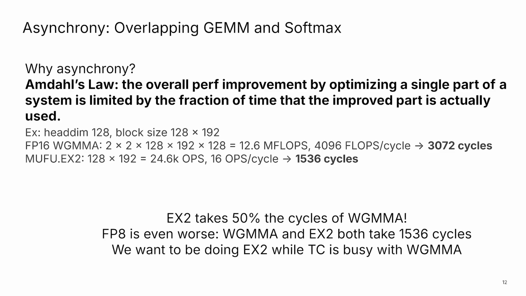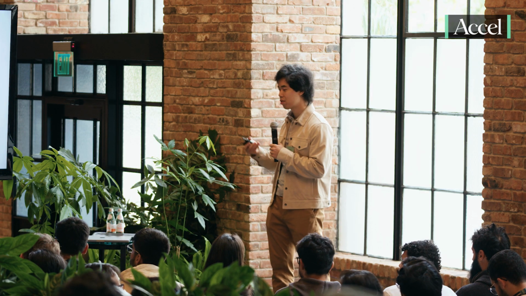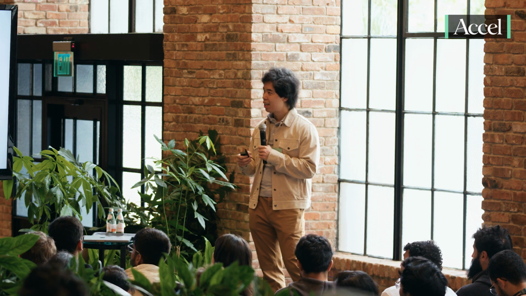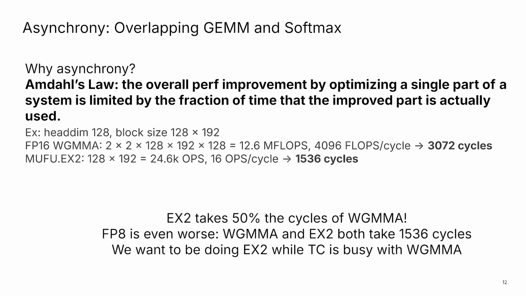So why do we care about asynchrony? It wasn't so prevalent in Ampere, in A100, but for Hopper, you see a lot of the GEMM implementations, especially from Cutlass, exploit this asynchrony. So why asynchrony? It goes back to the old Amdahl's law, which says that the overall performance improvement from optimizing a single part of the system is limited by the fraction of time that improved part is actually used. So here's an example.